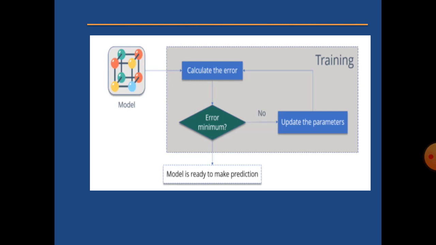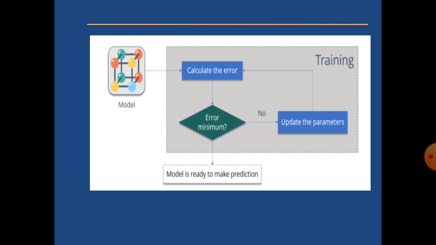So, is the model ready to make a prediction? What the author is telling is, once the error becomes minimum, you can feed some inputs to your model and it will produce the output. This means the model is ready for prediction.